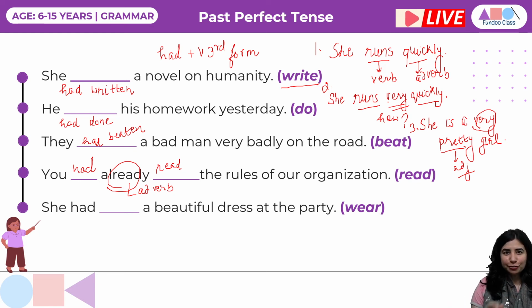So I'm sure you've noted, right? So let's take a look at the last sentence on the screen. She had. So had is already there. Lucky we are. So she had worn. So we are simply going to place verb third form here. A beautiful dress at the party. I'm sure we are clear with these questions. In case you got all the questions right, very good. In case you did not, I'm sure now you know the right answers, right?